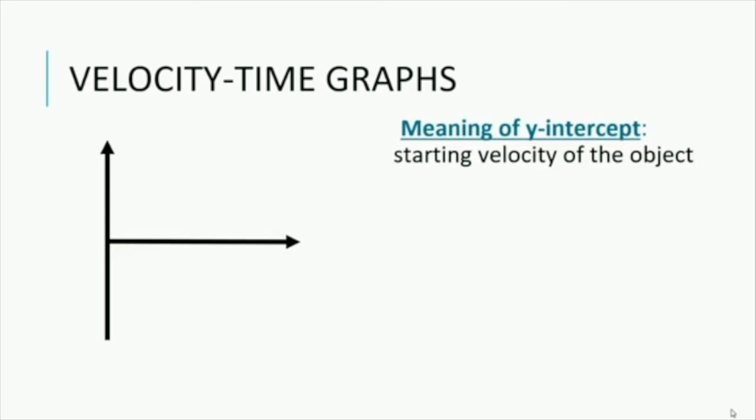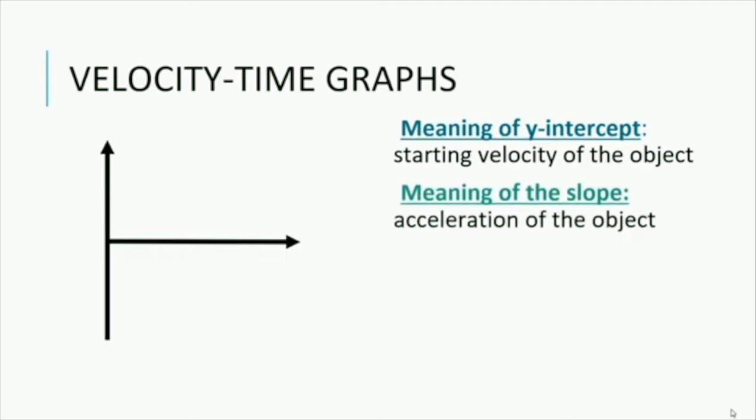There's two very important things that we want to know when looking at a velocity time graph. The first thing we want to pay attention to is the y-intercept. The y-intercept of a velocity time graph is going to tell us our initial velocity, or the starting velocity of that object. The next thing we want to pay attention to is the slope. We'll notice that the slope of a velocity time graph actually gives us the acceleration. We said before that acceleration is the change in velocity over the change in time, which makes sense why the slope of a velocity time graph is acceleration.